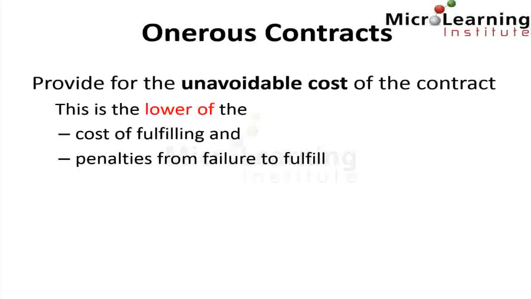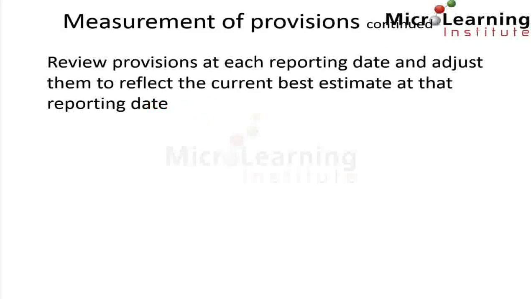IAS 37 states that in the case of an onerous contract, we provide for the unavoidable cost of the contract, and this unavoidable cost is the lower of the cost of fulfilling the contract and the penalties from failure to fulfill the contract. Next, we look at the measurement of provisions. IAS 37 states that we review provisions at each reporting date and adjust them to reflect the current best estimate at that reporting date.